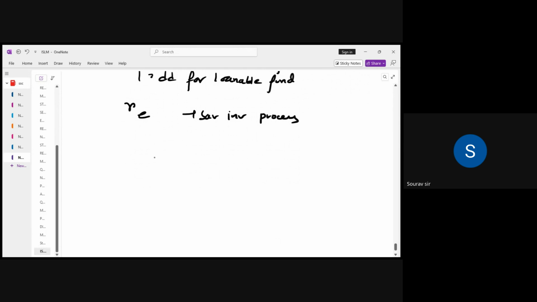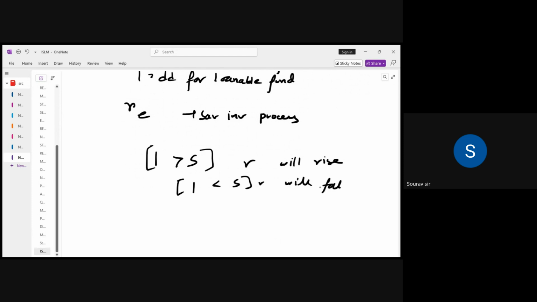If investment is greater than S, see the diagram, then what will happen? Obviously, R will rise. On the other hand, if investment is less than S, then R will fall. So both from the National Income Accounting System and from the Keynesian cross, we find an equivalence between these. So the derivation of the IS curve is as follows.